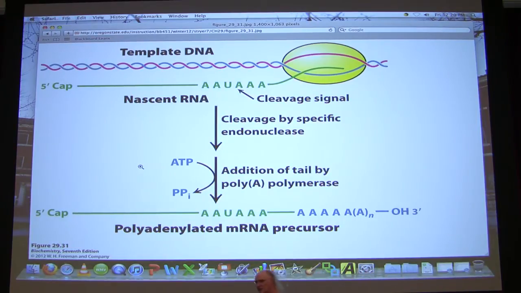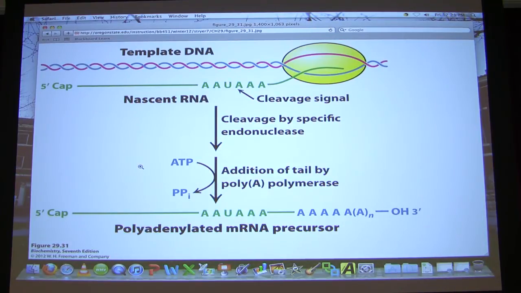Now, there's a couple useful features of this. One is once this sequence has appeared, the RNA gets chopped. Termination isn't as much of an issue here, because the chopping provides the defined 3' end. The other interesting thing is actually the addition of the poly-A's.